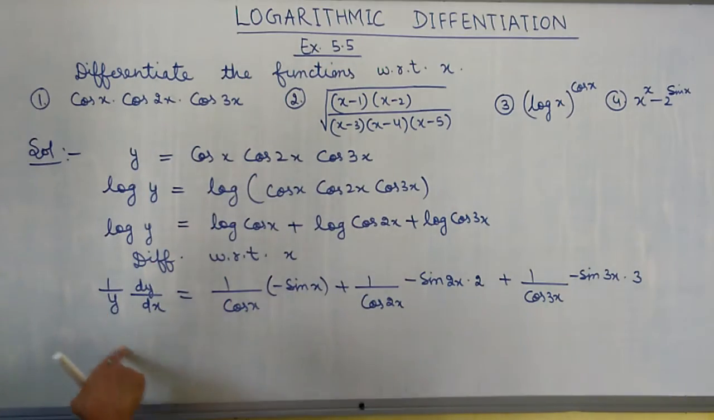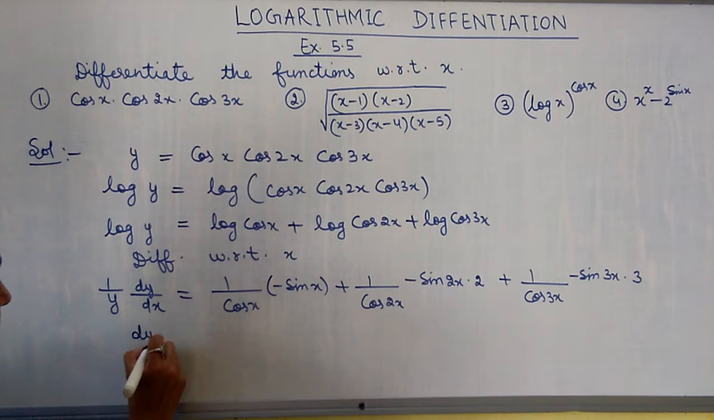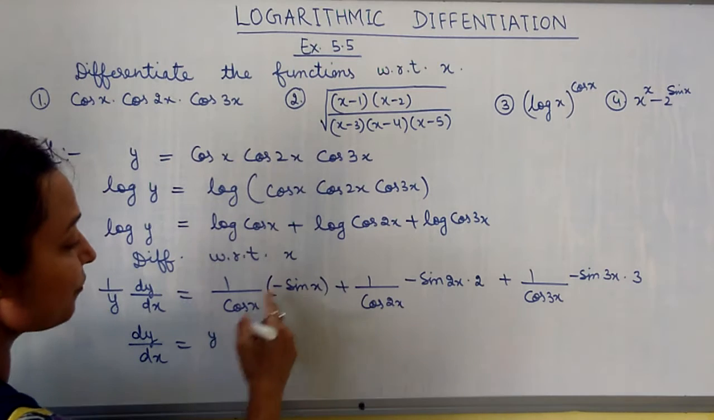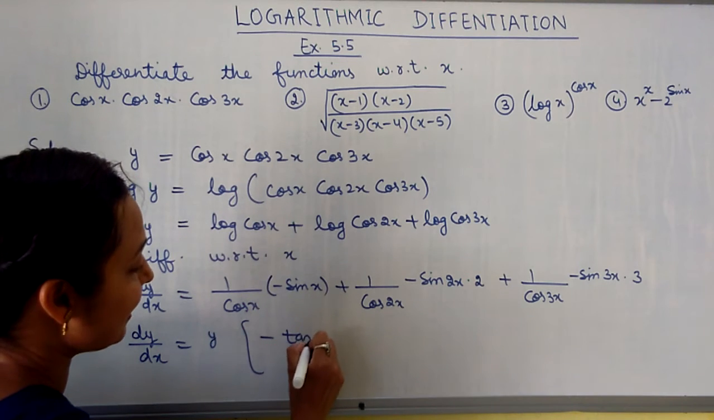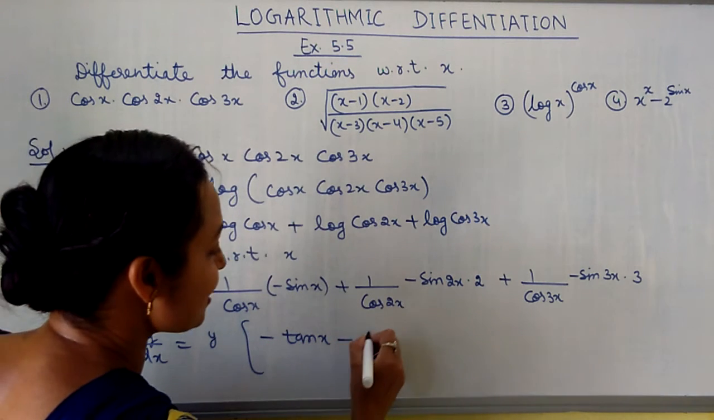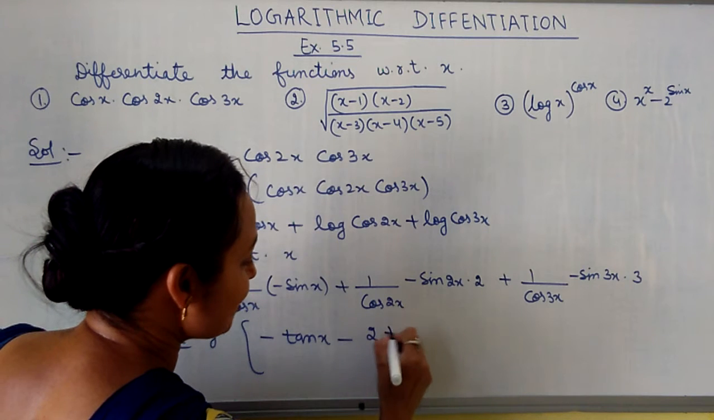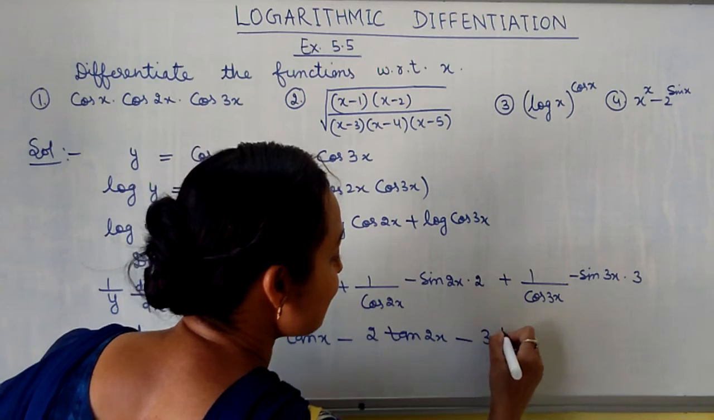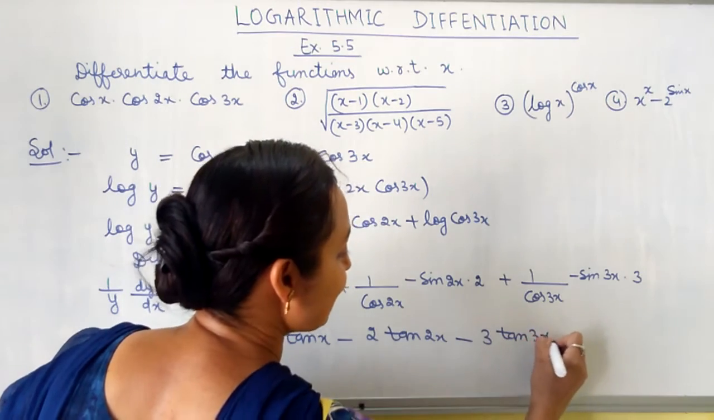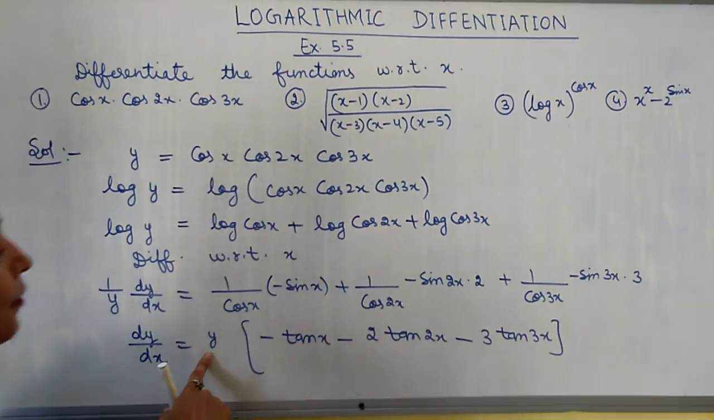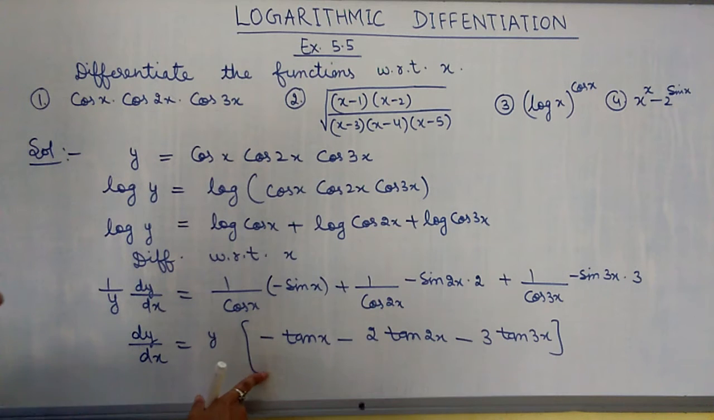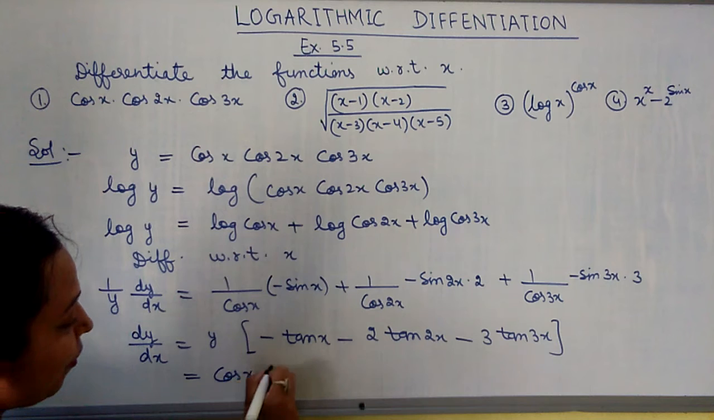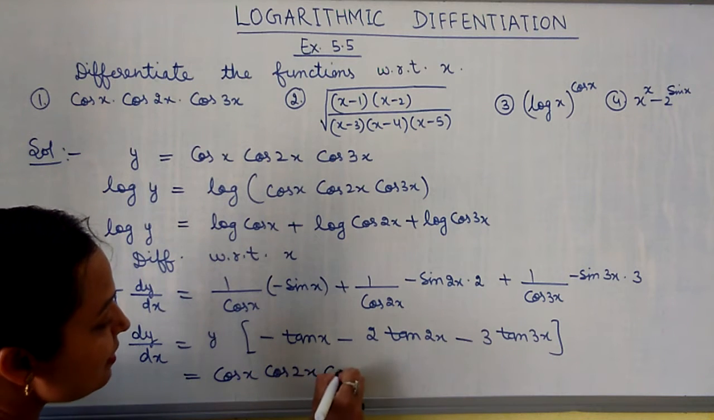Now you have to multiply with y. So dy upon dx is equal to y times, and when you divide, it becomes minus tan x, minus 2 tan 2x, and minus 3 tan 3x, right? Now you have to put the value of y here. What is the value of y? I will write the value of y: cos x cos 2x cos 3x.